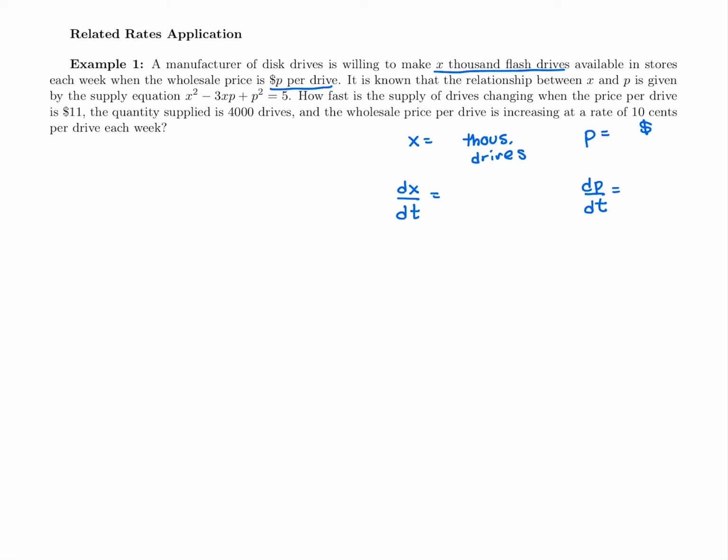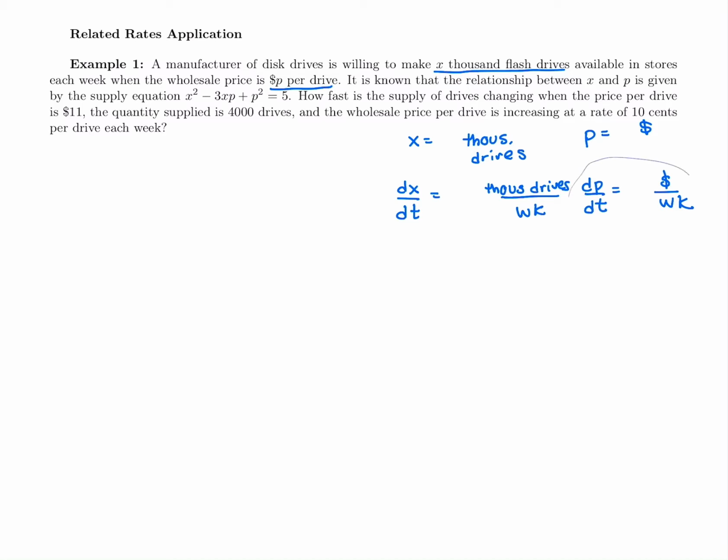And when we do that, we're going to look at the time frame here. It's saying available in stores each week. The relationship between x and p is given by the supply equation, and we're looking at drives per week. So this dx/dt is going to be in 1,000 drives still, but it's going to be per week. It's a rate of change. It's our derivative of x with respect to time. dp/dt is going to be in dollars per week, with time in the denominator there.